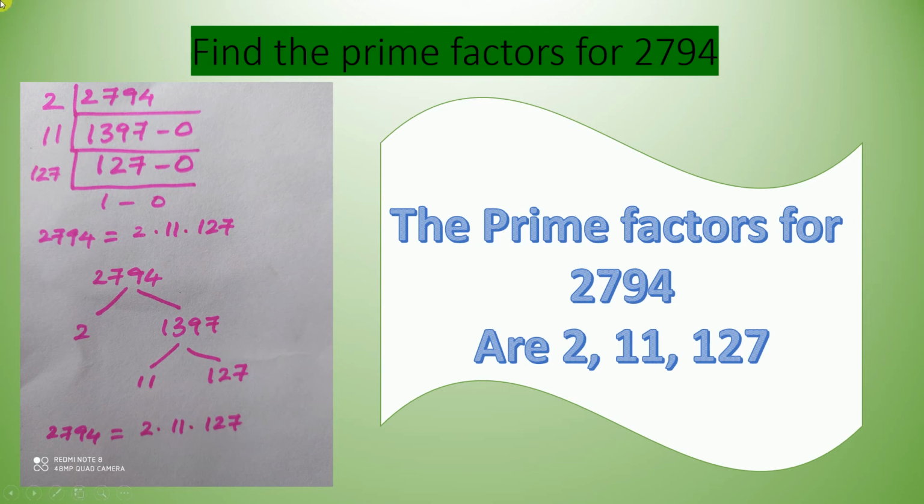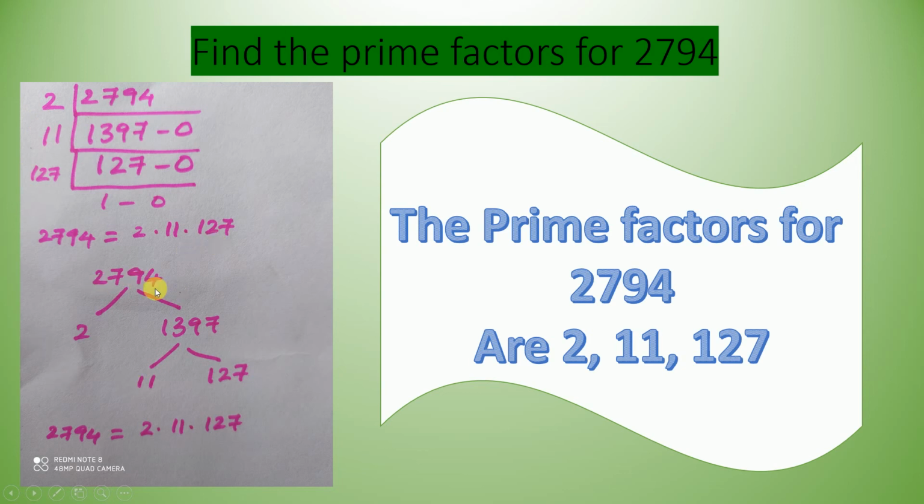Okay, so here I have 127. There is no number that divides 127. 127 itself is a prime number. So 2794, how can you represent it as a product of prime factors? It will be 2 into 11 into 127.